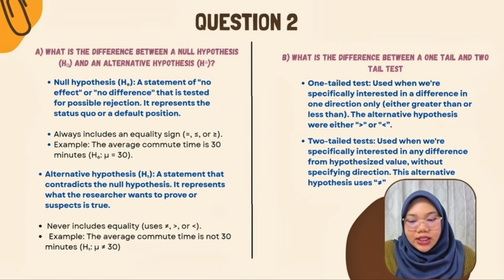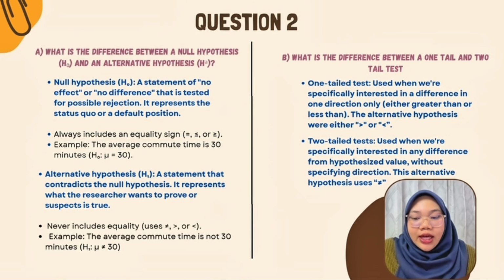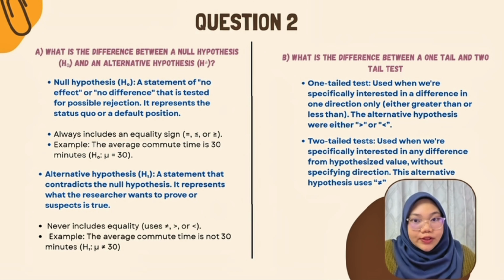Moving on to the alternative hypothesis, it is a statement that contradicts the null hypothesis. It represents what the researcher wants to prove or suspects is true. The alternative hypothesis will never include equality, so it will use signs like not equal, more than, or less than. The example is that the average commute time is not 30 minutes. As you can see in the slide, the alternative hypothesis is mu not equal to 30.